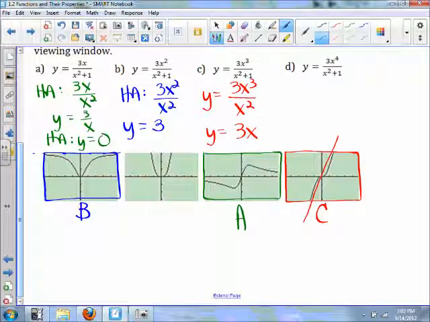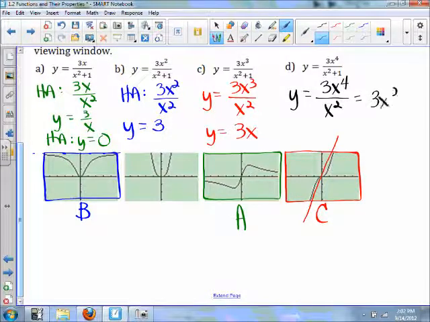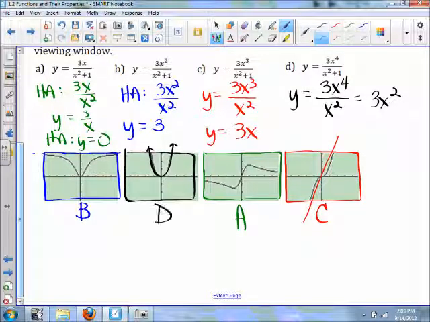Which should make it nice and easy for D, but let's do the horizontal asymptote anyway. 3x to the fourth divided by x squared will actually equal 3x squared, which is simply a parabola. There's your end behavior asymptote, and here is D.